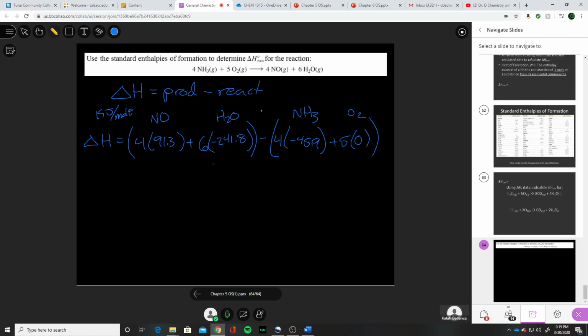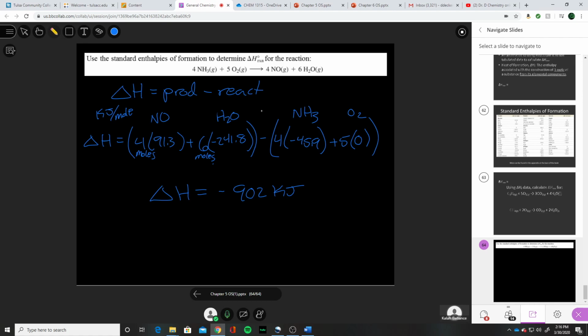And so if I do all of that math here, 4 times 91.3 plus 6 times negative 241.8. It's very important to remember those negatives. Minus 4 times negative 45.9. Delta H for this reaction is negative 902 kilojoules. And those per mole values go away because we're actually multiplying by the number of moles here. So this is 4 moles, and this is 6 moles, and so the per mole value actually goes away. We're just left with how many kilojoules are released in this case, because it is a negative value, so that is an exothermic reaction. That number of kilojoules are released when the reaction occurs as written.